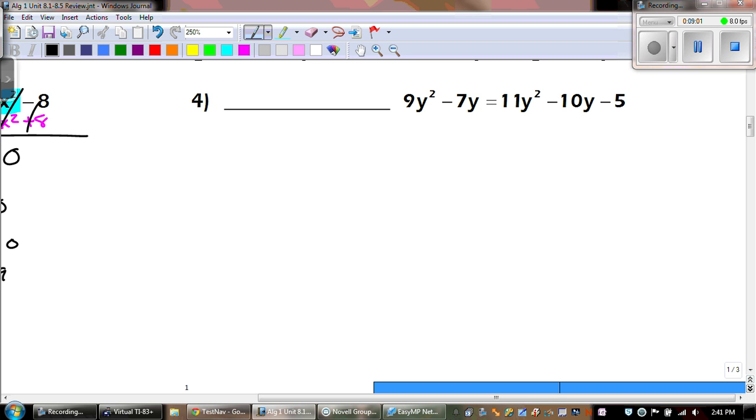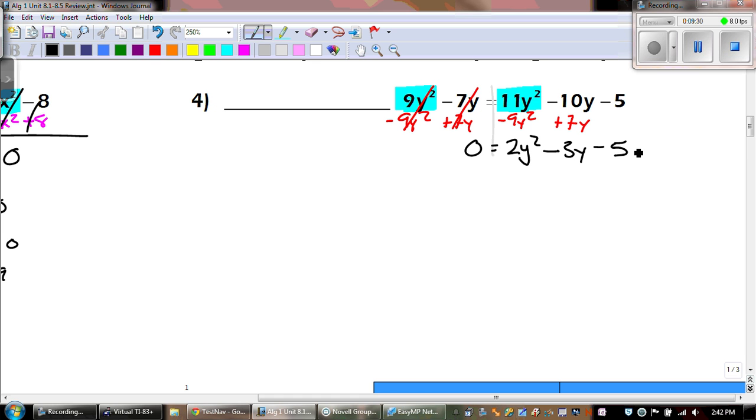All right, number 4. Once again, the first thing we do is we look at our quadratic term. And now I'm going to have to move that 9y squared. And then I'm going to add the 7y. Everything on the left cancels, and we're left with 0 equals 2y squared minus 3y minus 5. So, is there a GCF? No, no GCF.